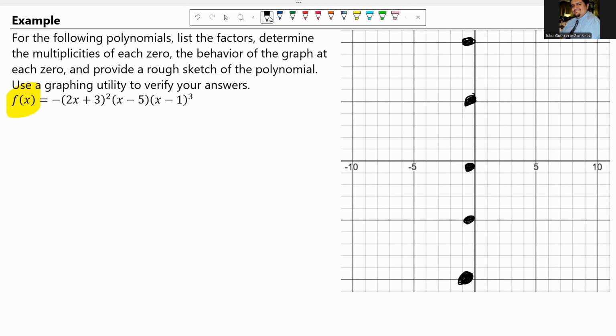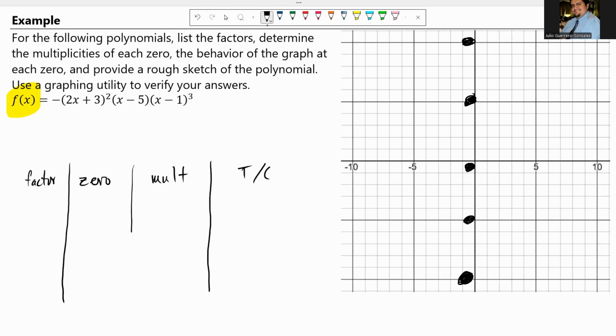Okay. All right. So the first thing I'm going to do is I'm going to list the factors. List the multiplicities of each 0. The behavior of the graph at each 0. And then I'm going to provide a rough sketch. And I'm going to use my graphing utility, Desmos, to verify my results. To do this, I'm going to create a table here. It's going to be like this: Factor, 0, multiplicity, and then touch or cross. Just so that we can get our thoughts organized. We don't lose ourselves.